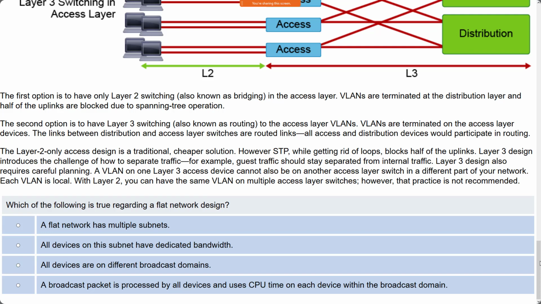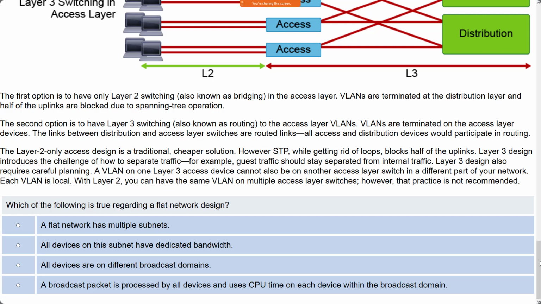The second option is layer 3, which is known as routing to the access layer. The VLANs are terminated at the access layer devices, and then the links between the access layer and the distribution layer are all routed links. As you can imagine, that makes your layer 3 architecture much more complex because you have to do routing, which is a lot of subnets, a lot of things that you have to manage from a layer 3 perspective. So it can make it a little bit more complicated in that regard.